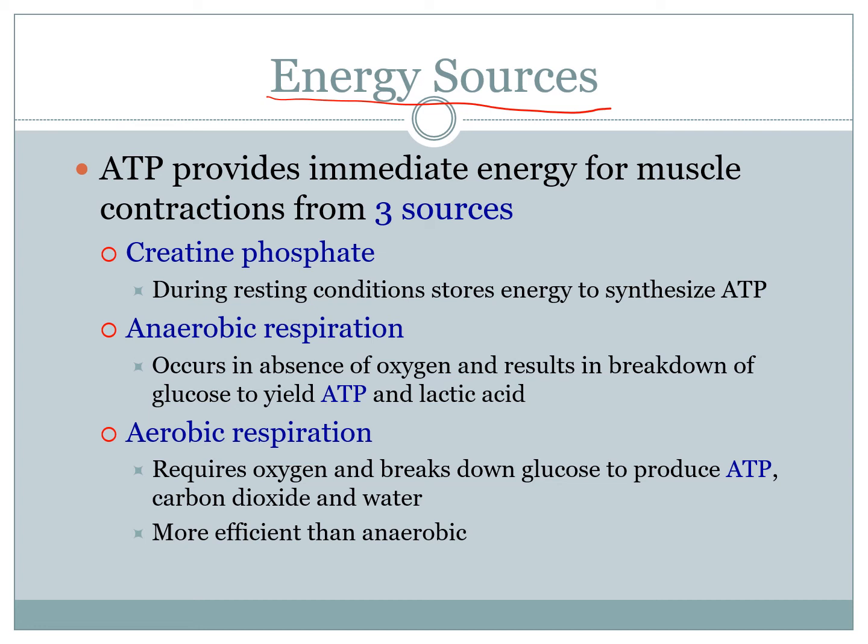Okay, so the muscle has three sources of energy that it can utilise. It has creatine phosphate, it has anaerobic respiration, and it has aerobic respiration. As you start exercising, it will move through each one of these depending on its need and depending on what is available to the body itself. So looking firstly at creatine phosphate.